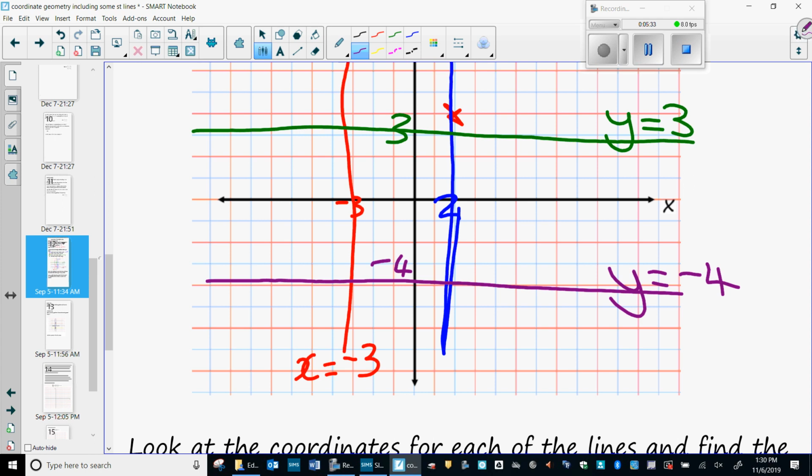I think sometimes this helps you understand why, because you've got those coordinates. It's called the line x equals 2 because the x coordinate is always 2. It's called the line y equals negative 4 because the y coordinate is always negative 4. Okay?